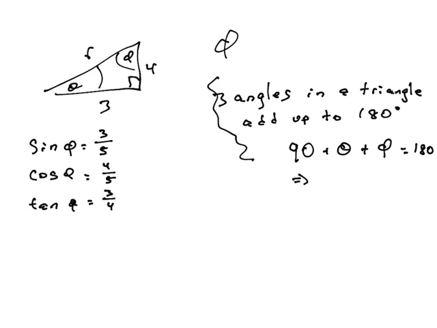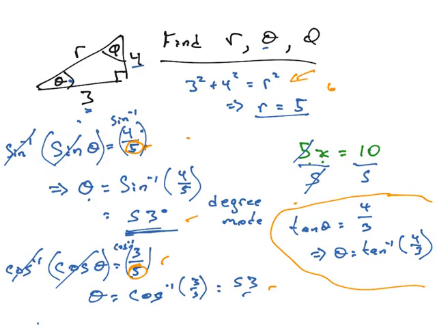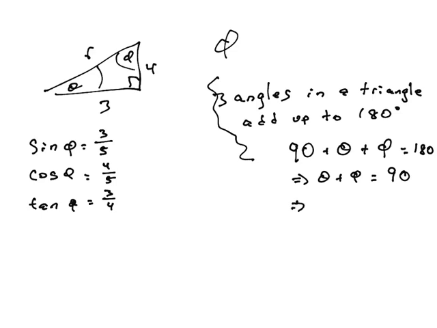So bring the 90 over to the other side. That says theta plus phi must be 90 degrees, 180 minus 90. Well, I already know theta from before. I just calculated theta. That's 53. So 53 plus phi is 90. So bring 53 to the other side. Phi then must be 90 minus 53, which is 37. And now I know my phi. So there's a different method. Here, of course, you only want to do this if you know for sure theta was correct.